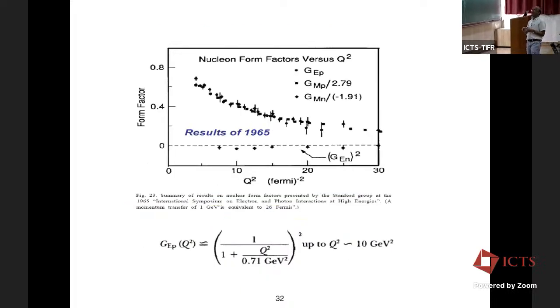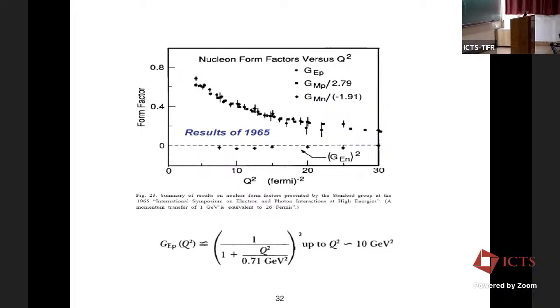Okay, the measurements, as you can see, these are something much before even your parents were born, 1965. So this is the nucleon form factor as a function of Q square. Three of them are given actually, GEP and GMP and GMN. E for electric, M for magnetic, P for proton, N for neutron. Normalized by some numbers, typical values, and this is how it looks like. So as you can see, it's not constant with respect to Q square. It changes with Q square.